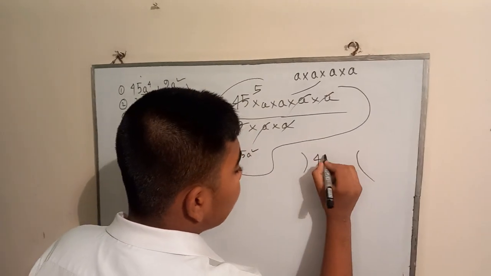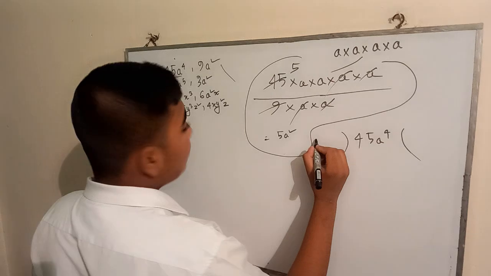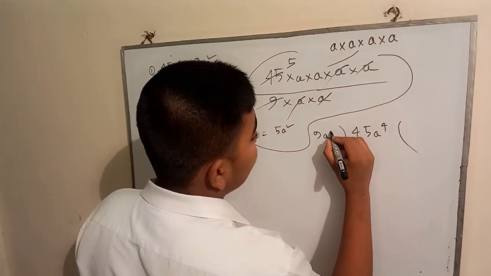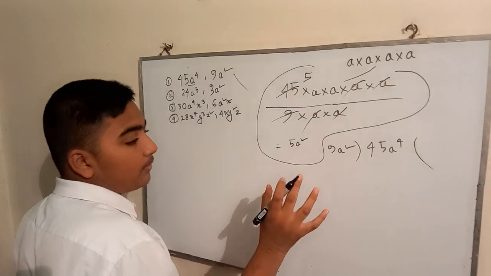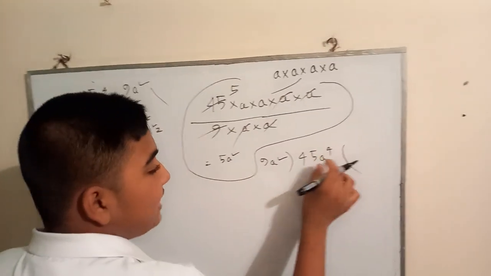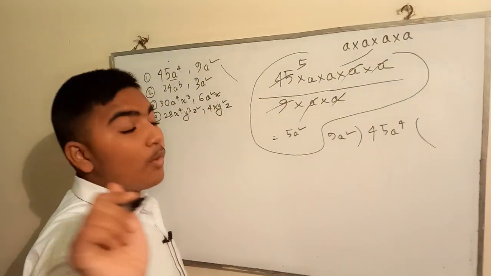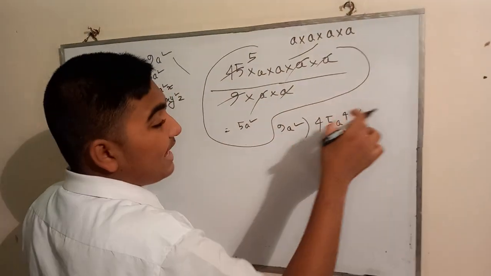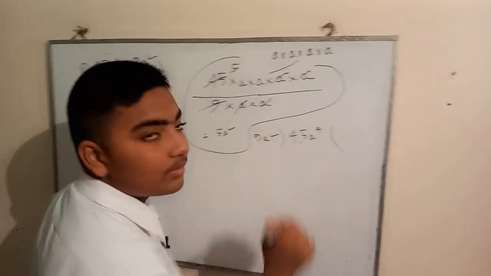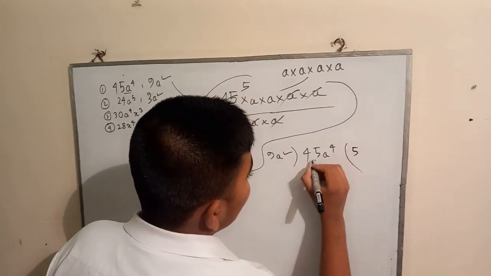45A4 here, 9A square. So first of all think what is not here, which digit is missing here. Here A square, here A4, so we need A square. So by multiplying what can we turn a 9 into a 45? You have to think that. So doing like this, 5, 45.